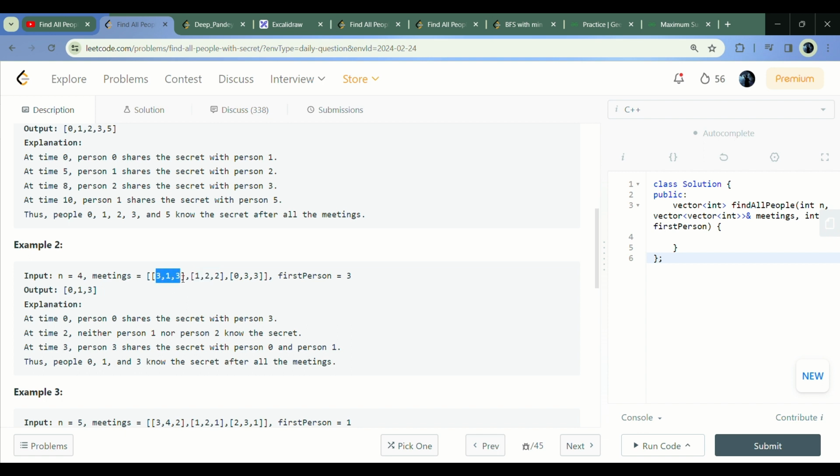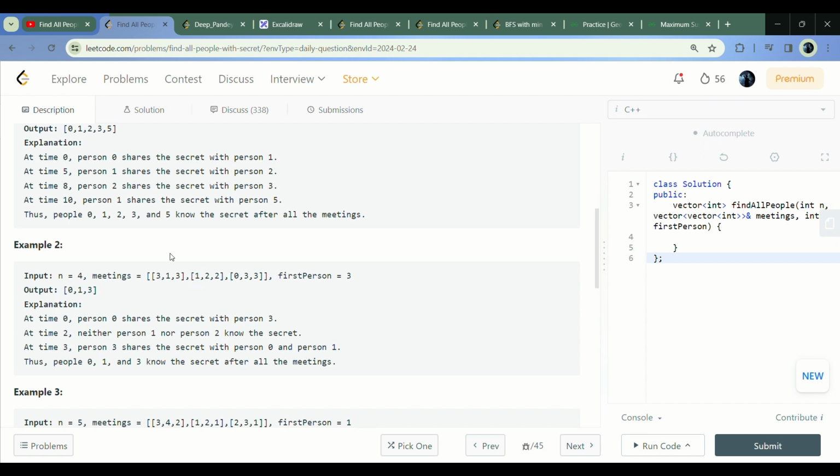You have to check time first, because you have to check whether time has passed or not. Here person 1 and person 2 will have a meeting before person 3 and person 1 will have. So in this case 1 and 2 are not aware of the secret, and this meeting will happen and none of them will get the secret.